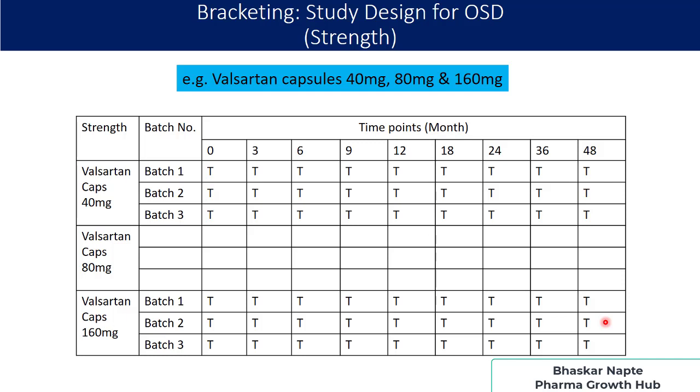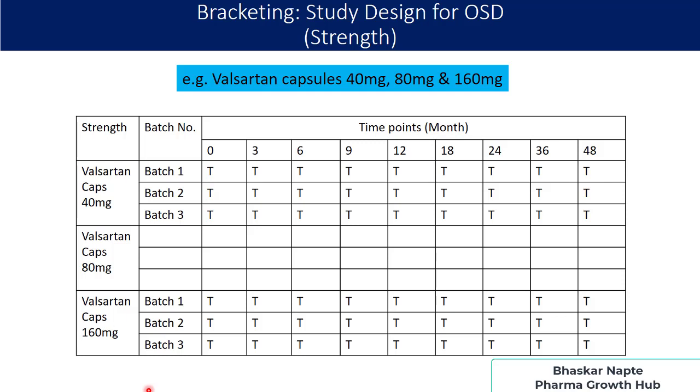Now here is the plan. What we learned as a part of the bracketing definition is that we need to identify the extreme conditions, the extreme designs, and then the intermediate design or intermediate steps can be omitted from the testing. Out of these three strengths, the 40 and 160 become the extreme of the design, and this 80 milligram is the intermediate level. So according to this bracketing definition, this intermediate level testing can be omitted provided these extreme levels are tested.